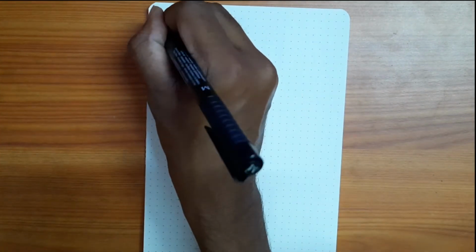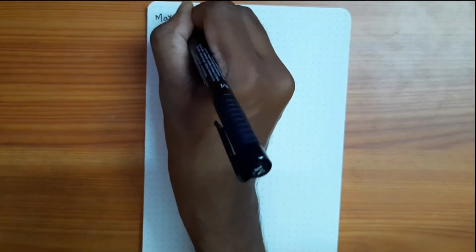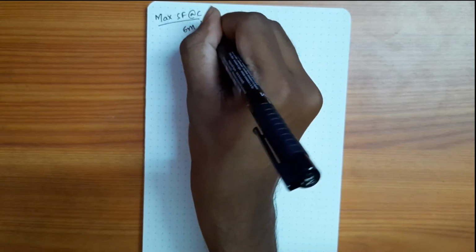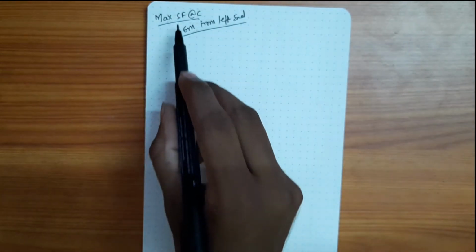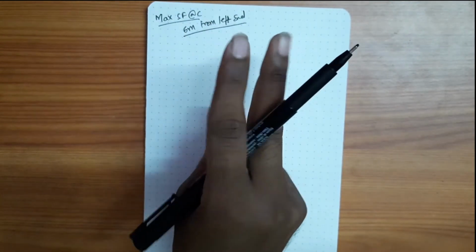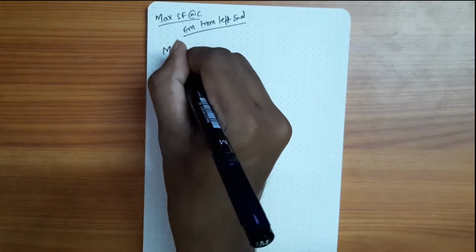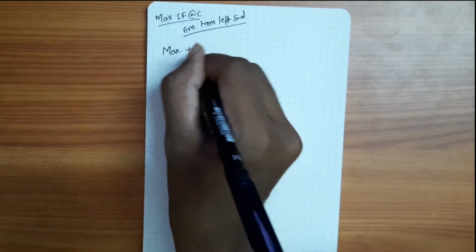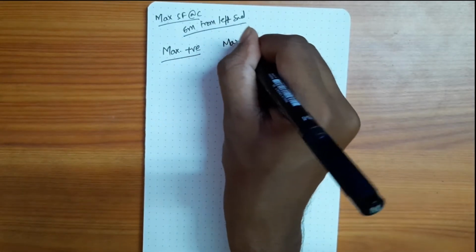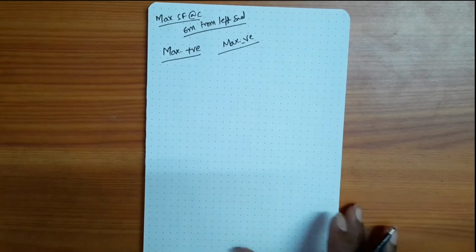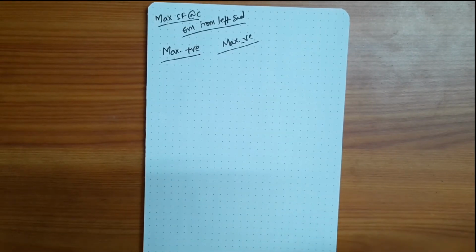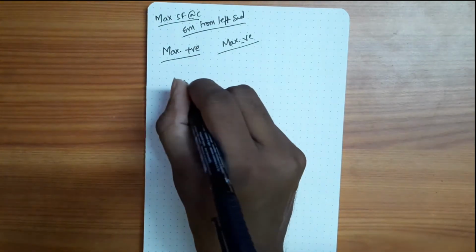Okay, now we need to calculate the maximum shear force at a section C, that is 6 meters from the left end, for the same problem. When they are asking for the maximum shear force at a section C, there will be two types. The first one is maximum positive and the second one is maximum negative. We need to calculate both.